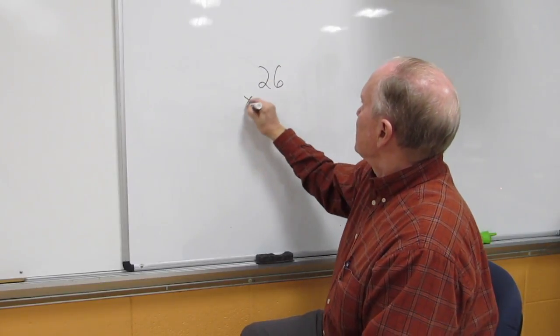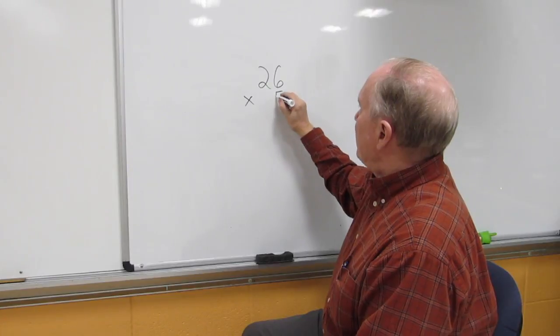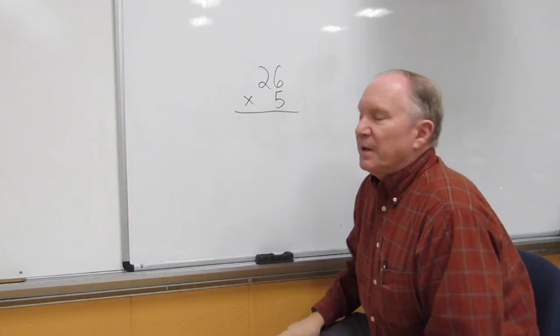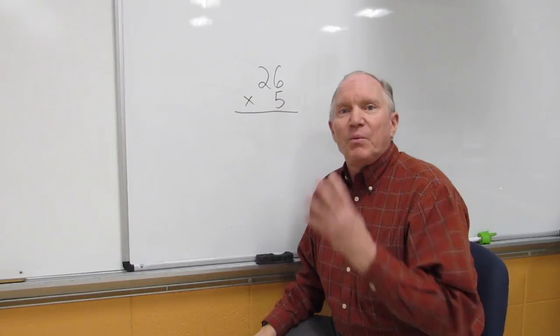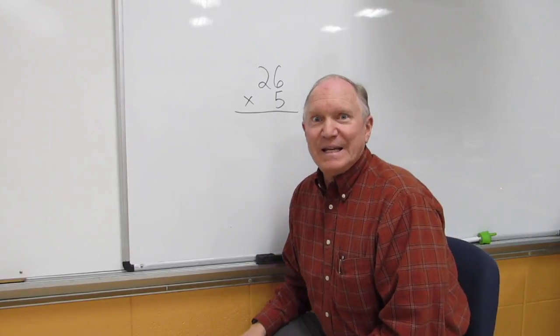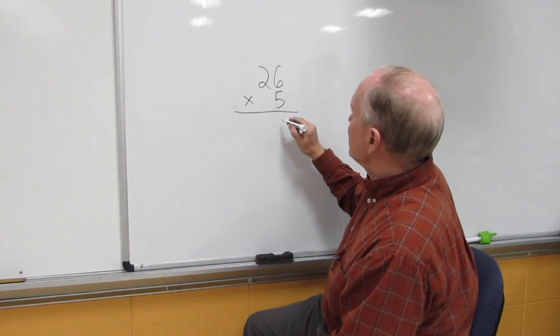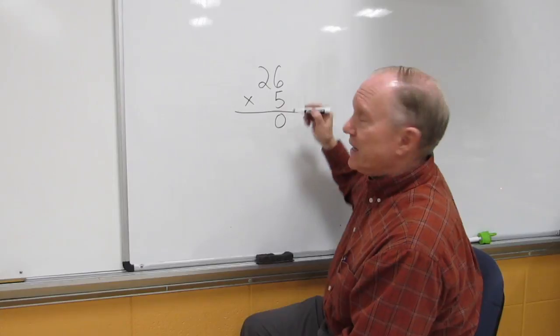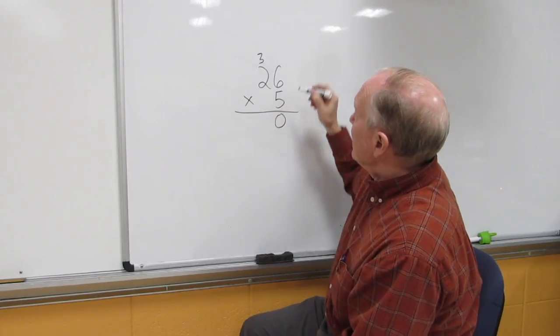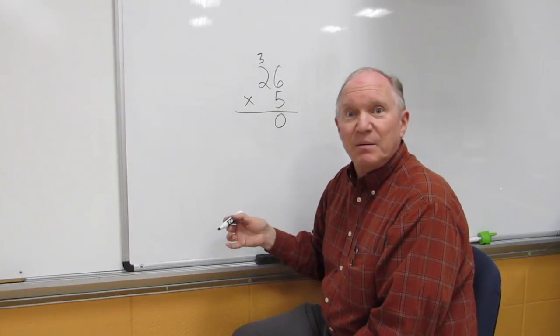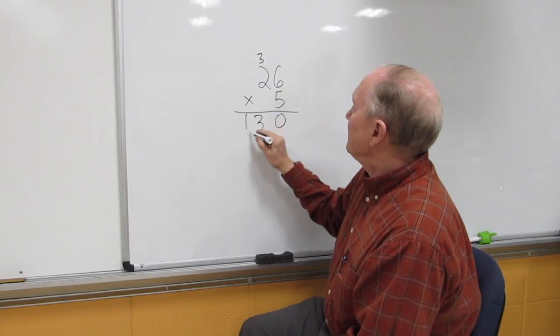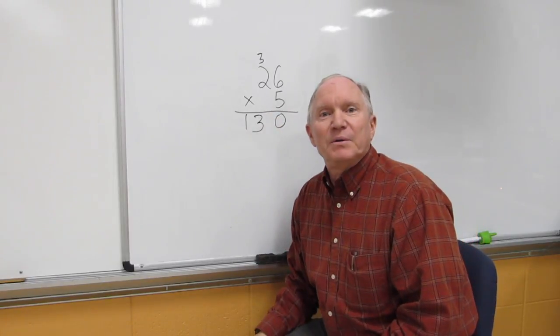All right? So first of all, let's talk about problems such as, we'll make it 26 times, let's say, 5. Okay, 26 times 5. Now the way that we always did it in the olden days was we would go 5 times 6 is 30. We'd put a 0 down, carry the 3. Then we'd say 2 times 5 is 10 plus 3, 13, done. Okay, that's how we do it.